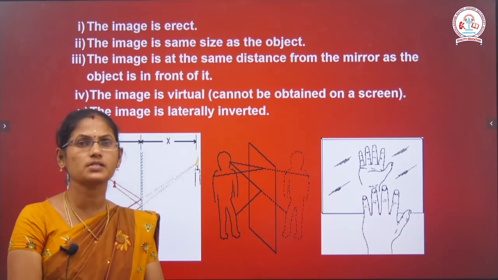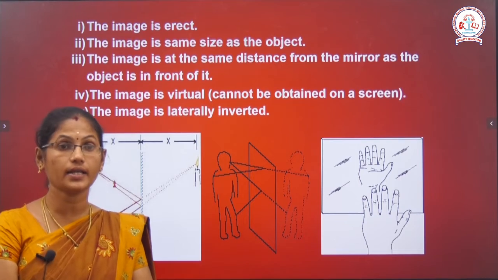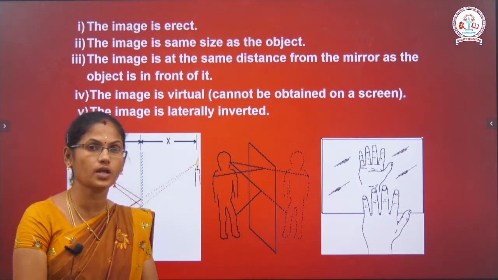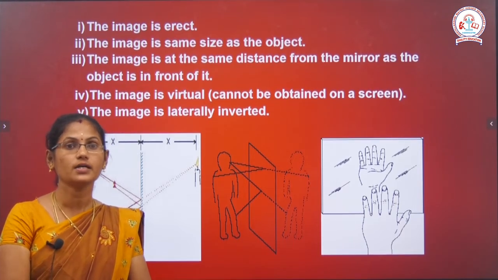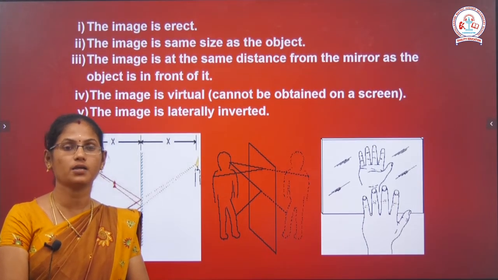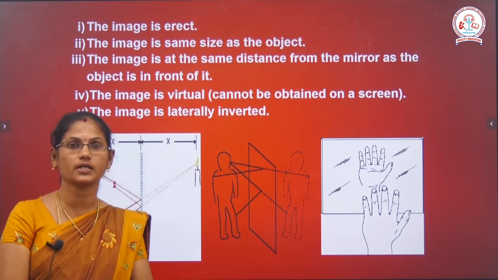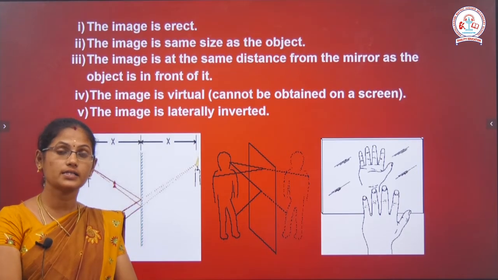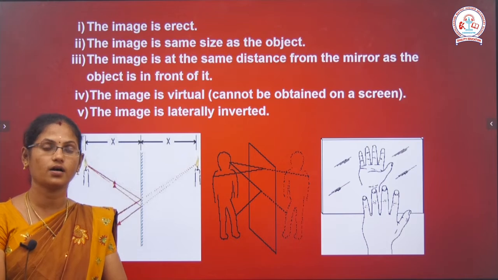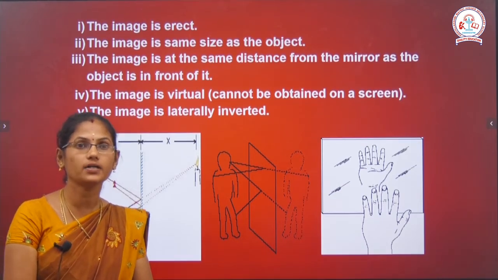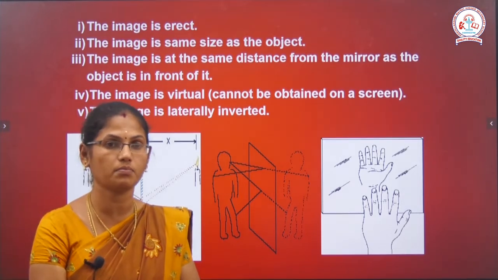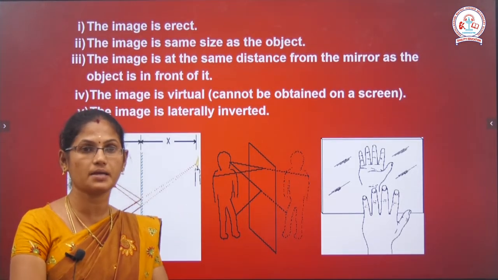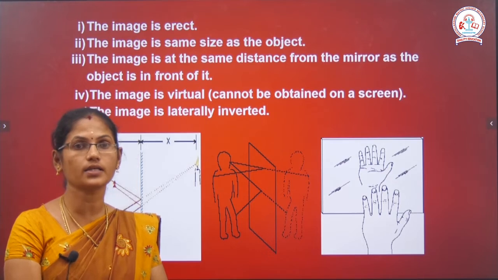So, a virtual image is an erect image, which we cannot obtain on the screen, but a real image we can obtain on the screen. And a real image is an inverted image, but the erect image is the same size as the object, whatever the object size is, the image is also the same size.